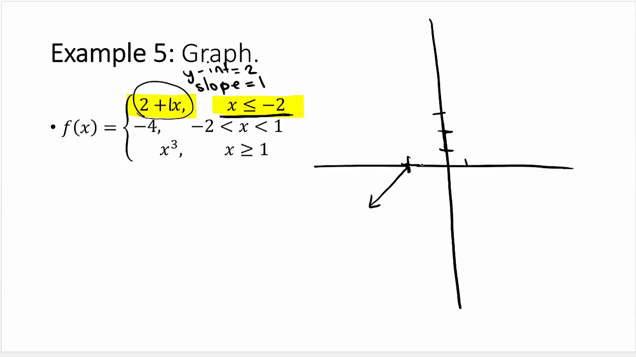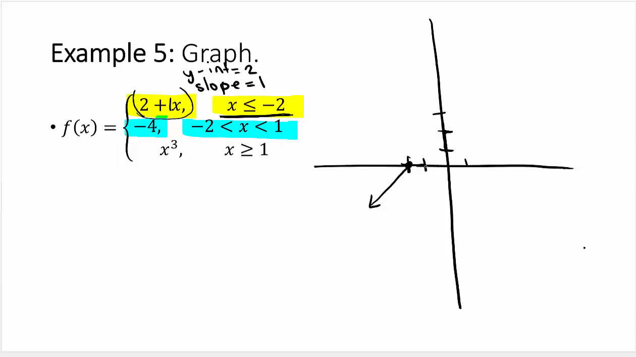Alright, so that's kind of that first one, and that's definitely an option as you're trying to graph these, is to just graph the entire graph and then limit it to the domain that you're looking at there. Alright, so then if we look at our second piece for our function, it's defined to be -4, and this is when x is in between -2 and 1.